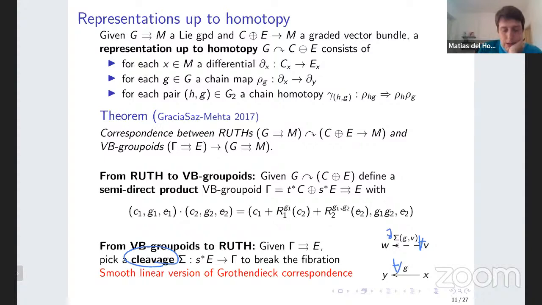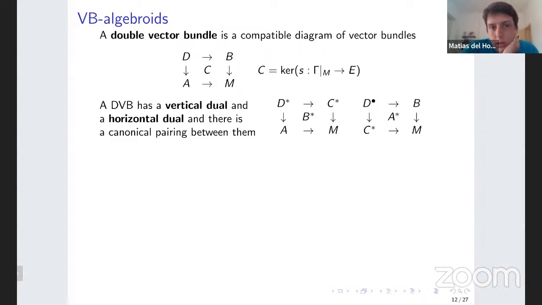So what are VB algebroids? I'm not going to tell you much detail because I don't have time for that, but it's like the infinitesimal analog of VB groupoids. Before talking about VB algebroids, you need to talk about double vector bundles, which are, if you want, a particular case of VB groupoids when you look at vector bundles as Lie groupoids with a fiberwise addition. Okay, so they do have a core. But you can also say the horizontal linear structure given by projection, zero section, sum, and multiplication by scalar is linear for the other structure.